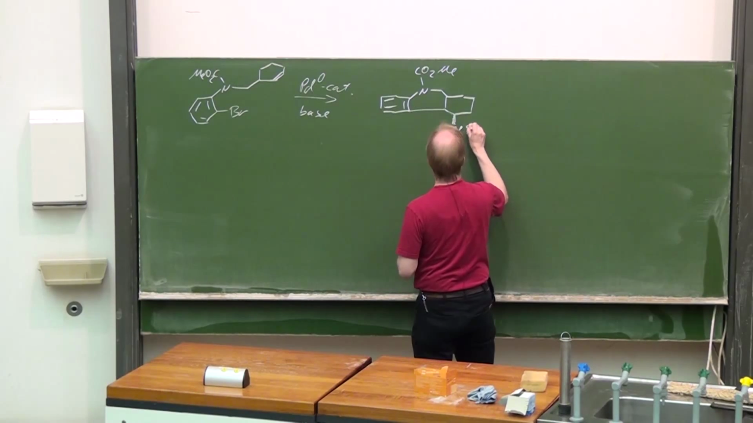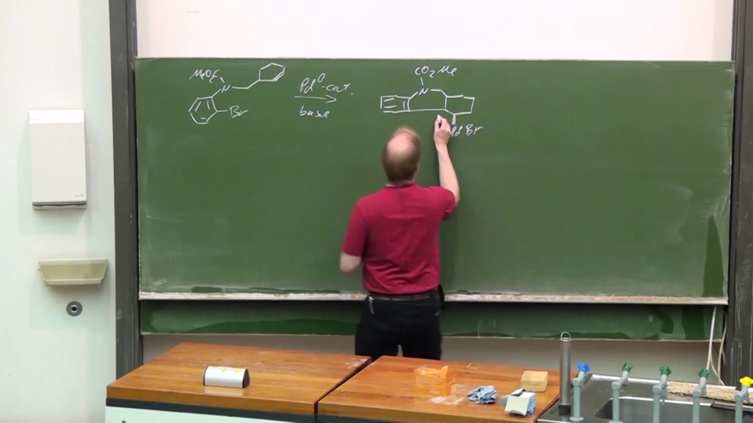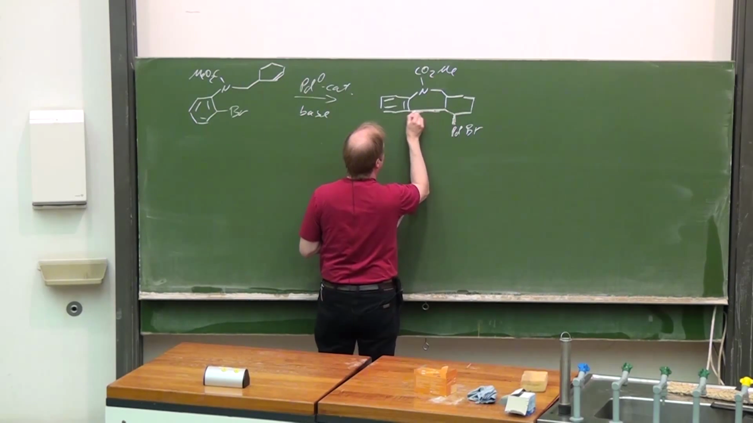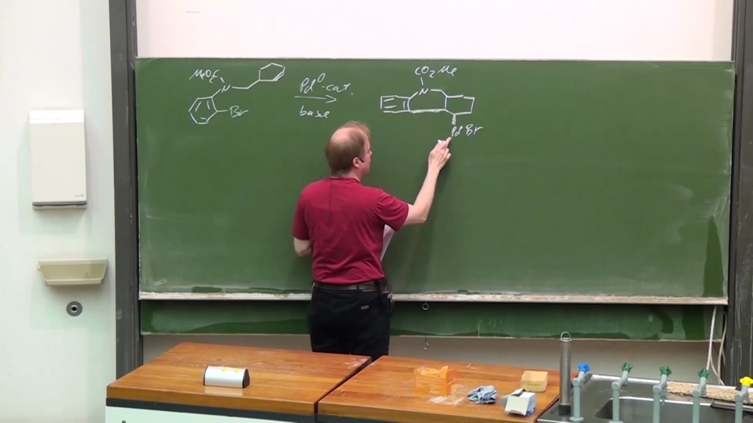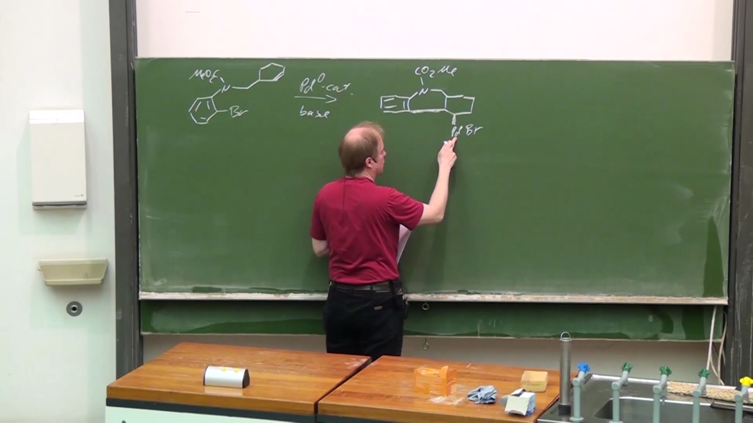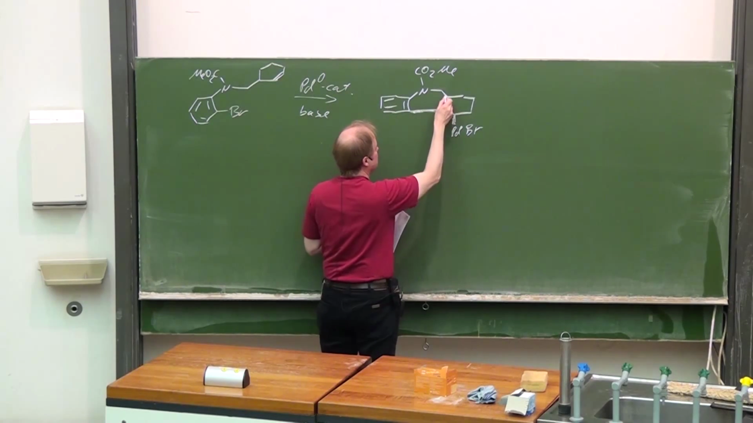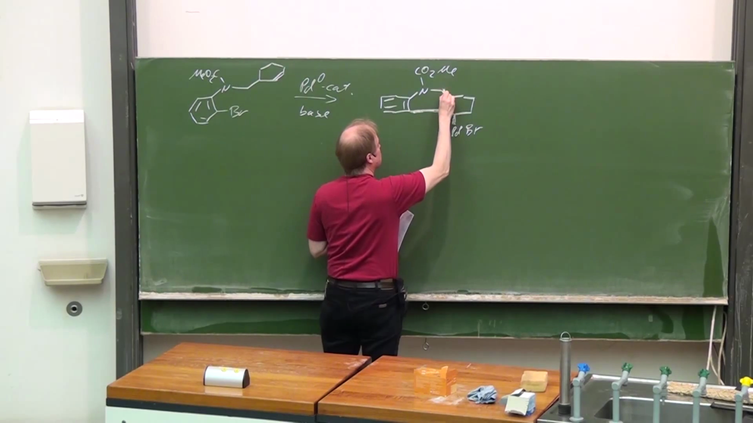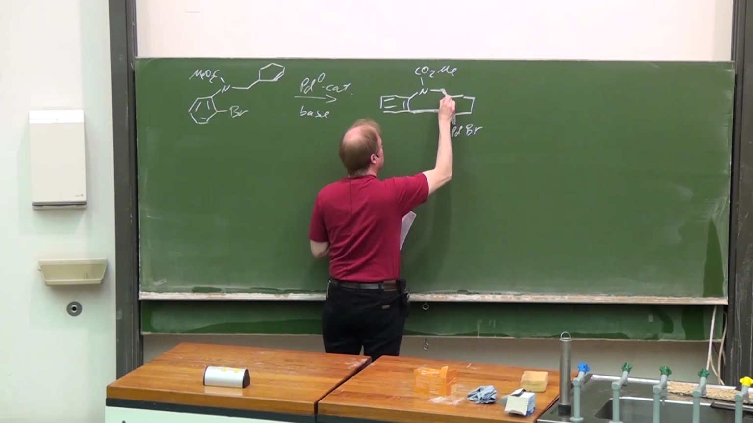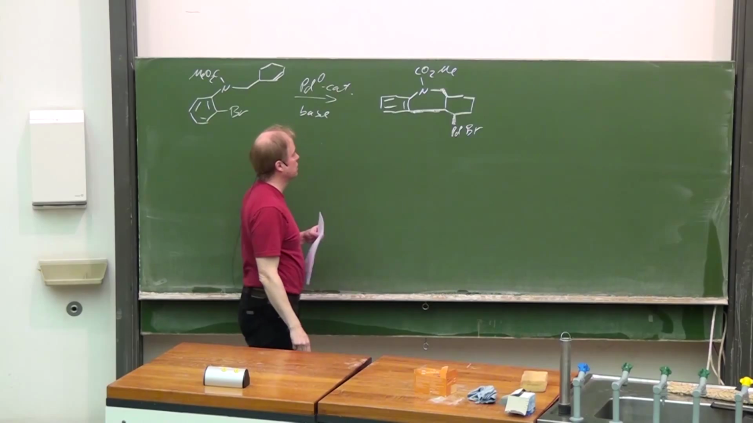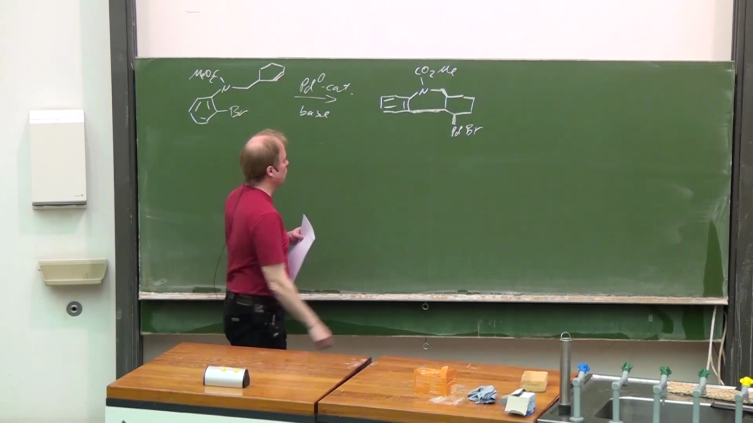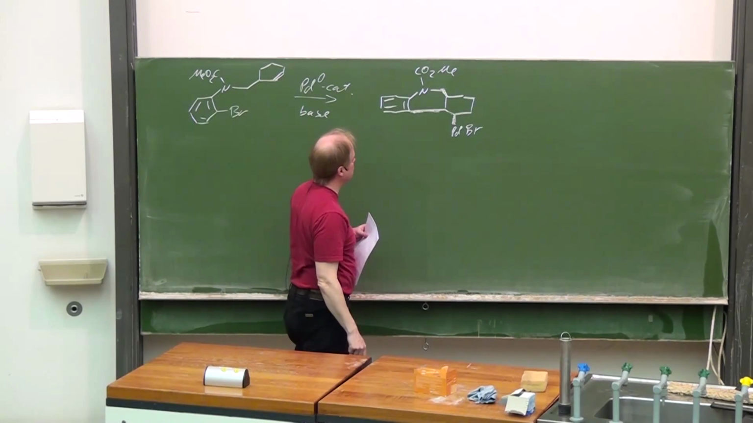Syn-carbopalladation means that the aryl group and the palladium are on the same side of that cyclohexane ring, and preferentially also this substituent is on the same side, all substituents on the same side.